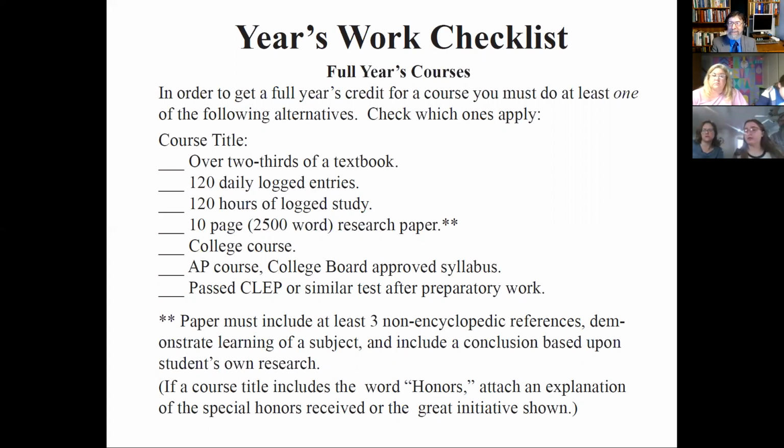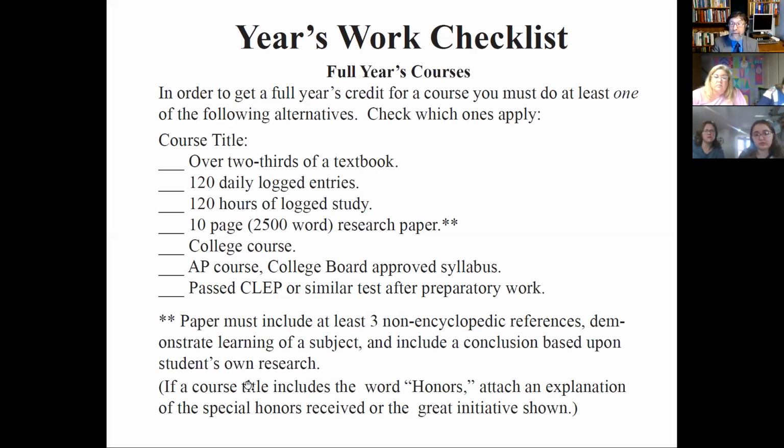So that's an alternative. Or you could write a 10-page research paper. And the paper must include at least 3 non-encyclopedic references that demonstrate learning of a subject and include a conclusion based upon the student's own research. Okay, if you write a 10-page, 2,500-word paper, you've completed the English requirement. But there's nothing about the English paper that could be rejected by your evaluator. But an evaluator is going to be looking for more than just 2,500 words.